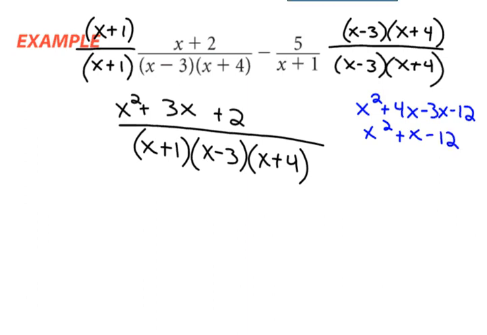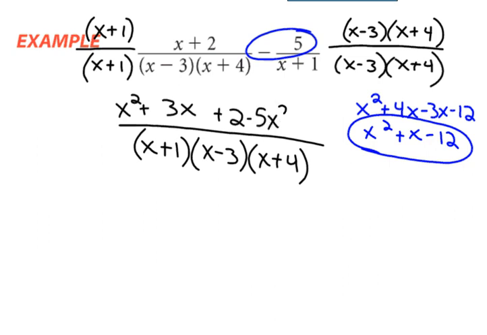Now we need to distribute what I'm going to call a negative 5 to every term in this new quadratic. So I'm going to get negative 5x squared minus 5x plus 60.